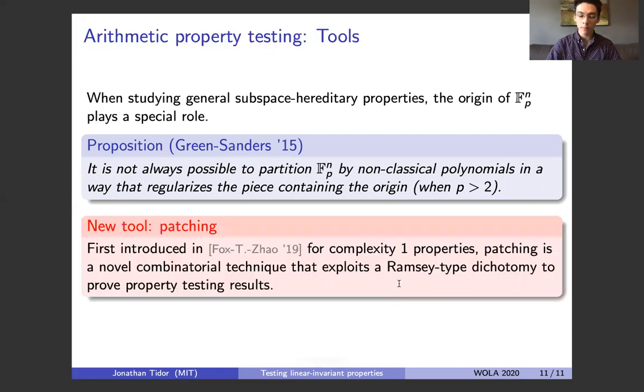So what we do is we come up with a completely new tool that we call patching that works orthogonal to the higher order Fourier analysis method. This patching tool was initially introduced by Jacob Fox, myself, and Yufei Zhao in an earlier paper that handled the complexity 1 case. And a more involved version of this method is used in our current paper. Let me just say that this method works orthogonally to the higher order Fourier analysis method and exploits a certain Ramsey theoretic dichotomy to fill in the gaps that cannot be solved using higher order Fourier analysis.